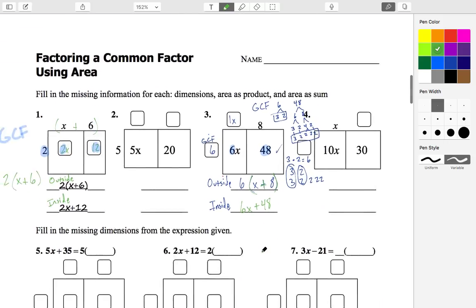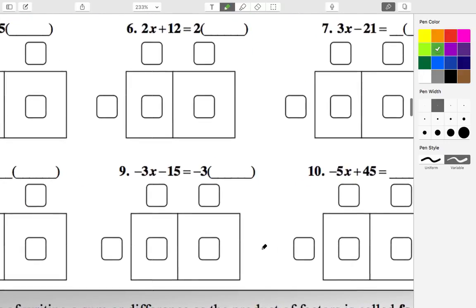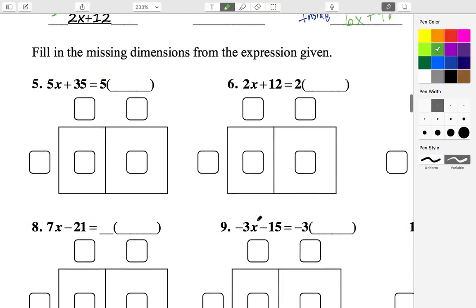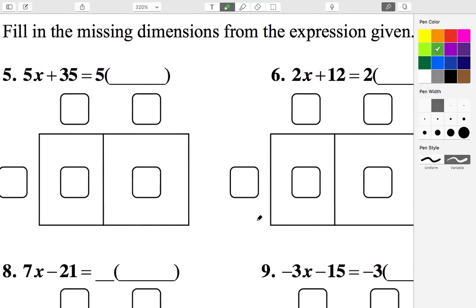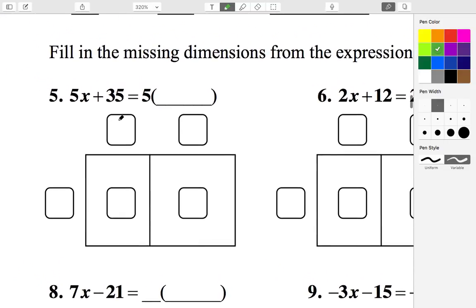Okay, on to the next one, number 5. Number 5 here. So we have 5x plus 35 equal to 5 times what? So this 5x plus 35 needs to go on the inside, 5x and 35. You are then going to find your GCF. What is the greatest common factor for 5 and 35?